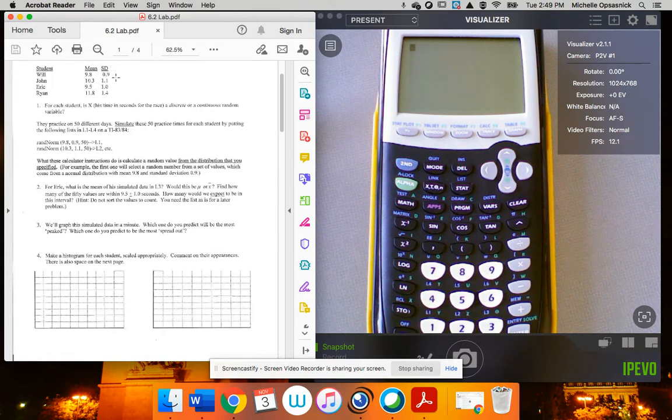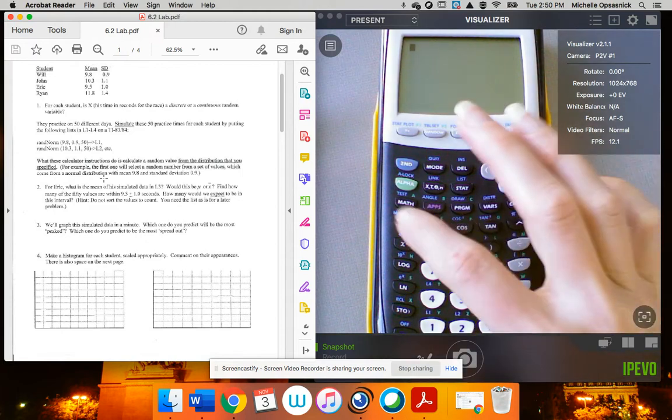So your calculator can simulate their race times using this random norm function here. And the input for that random norm function is the mean followed by the standard deviation, followed by how many numbers we would like to have returned to us. So we're going to do 50 different days for our simulations. We're going to get 50 different race times. That random norm function is under the math probability menu on the calculator.